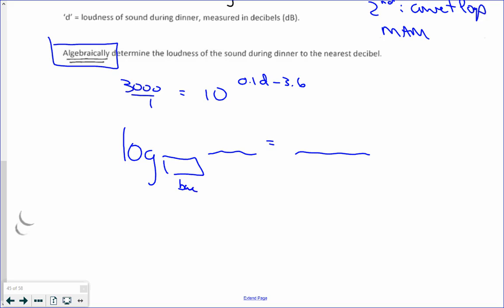So base, power of, is. And no, you don't have to write that in. Okay, I'm just doing that for the notes. So the base is 10. So 10 to the 0.1d minus 3.6 is 3,000. If you want to put 3,000 over 1, you do you.